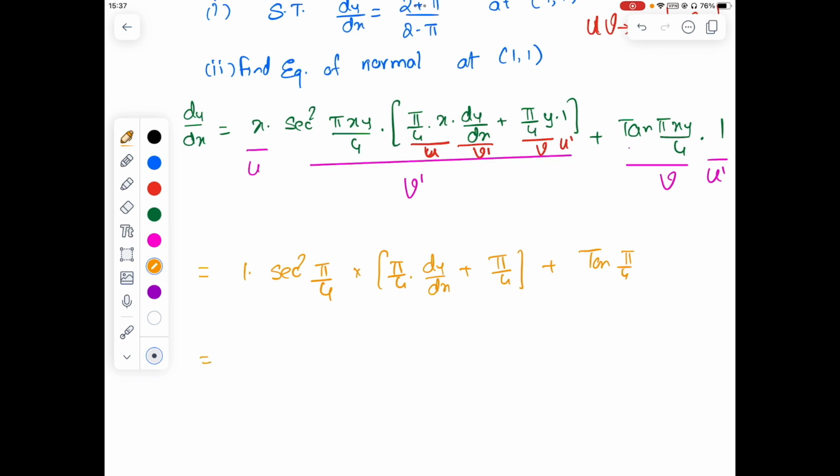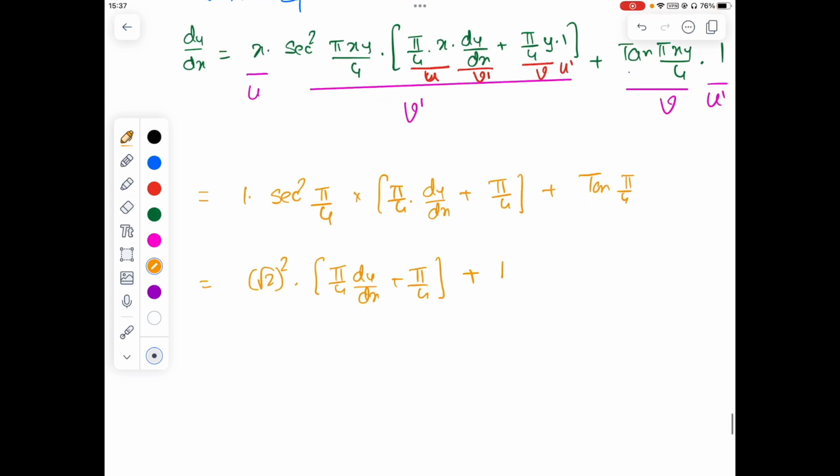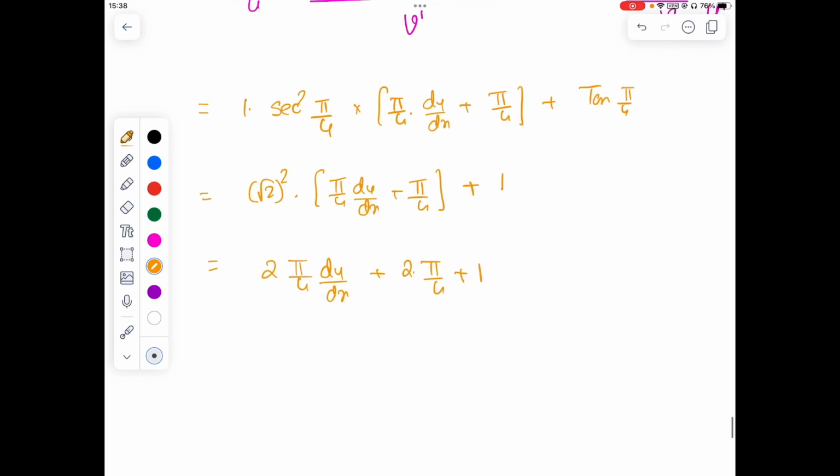So sec squared of pi upon 4 is root 2 whole squared, times pi upon 4 dy by dx, plus pi upon 4. tan pi upon 4 is 1. So what does that become? 2 times pi upon 4 times dy by dx plus 2 times pi upon 4 plus 1.